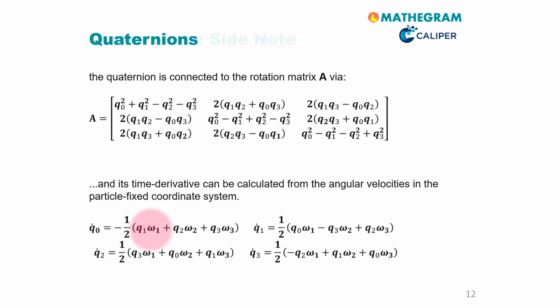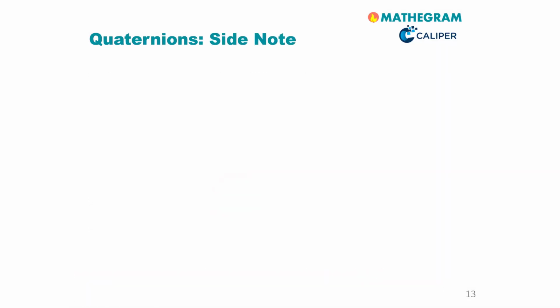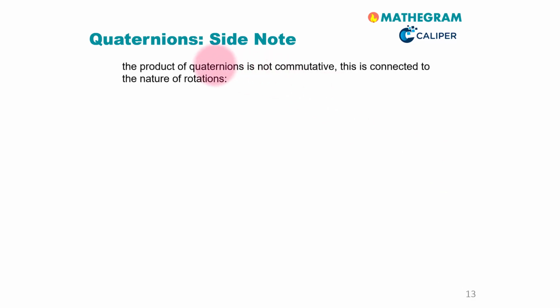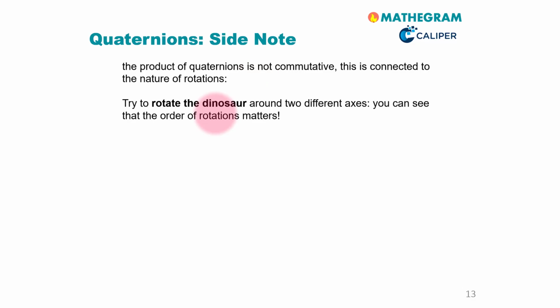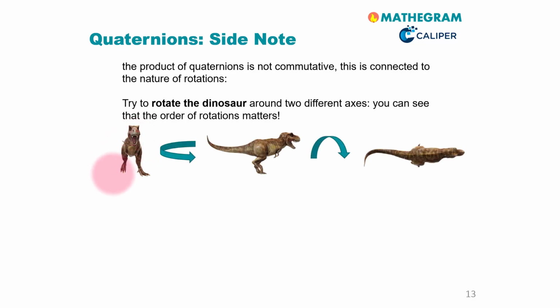Let us finish our discussion of quaternions with a funny side note. It's important to know that the product of quaternions, so a serial application of quaternions, is non-commutative. It means if we apply it in a different sequence, we get different results. This can be visualized by rotation of this dinosaur here.